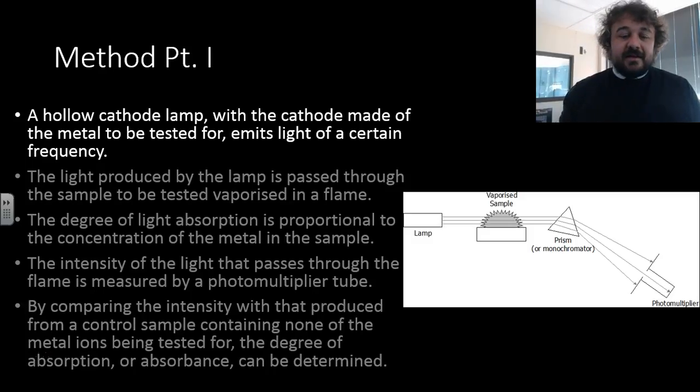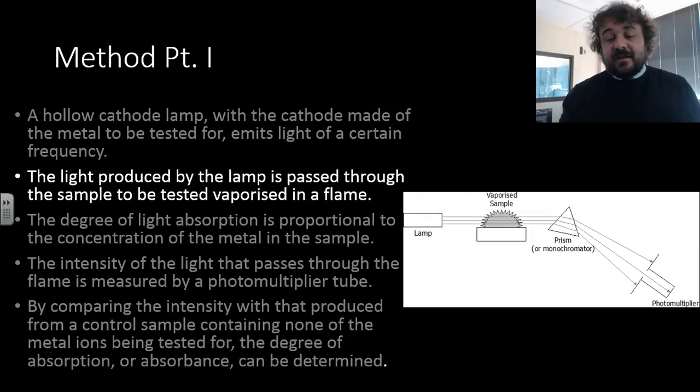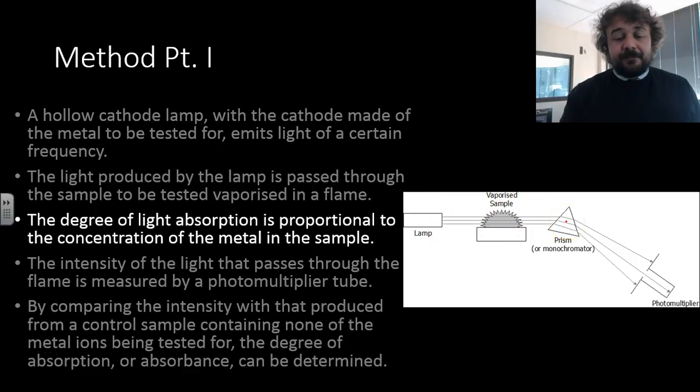So how is it done? These are the steps. You've got a hollow cathode lamp here, and the cathode itself is made of the metal being tested. This means it emits light of a certain frequency. So if you're testing for tungsten or lead in your water, the cathode will be made of just tungsten or lead. The light produced by the lamp is then passed through a vaporized sample. The sample has been heated up and vaporized, and as the light travels through it, it absorbs a certain amount of light.